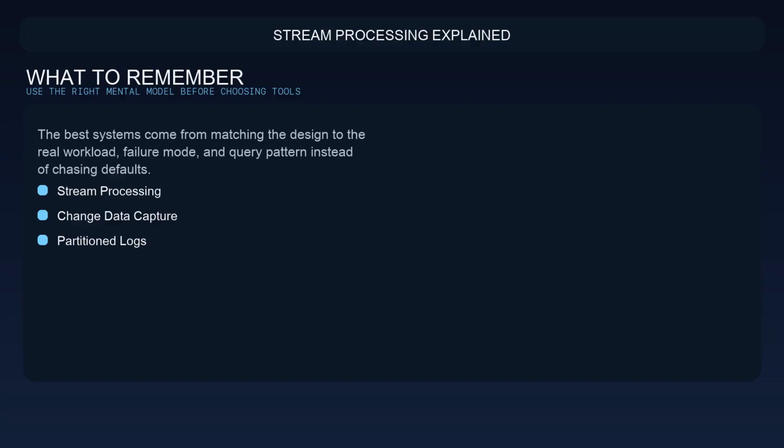If you remember one thing, make it this. Stream processing is really about choosing the right trade-off for the workload in front of you. Strong system design starts there.